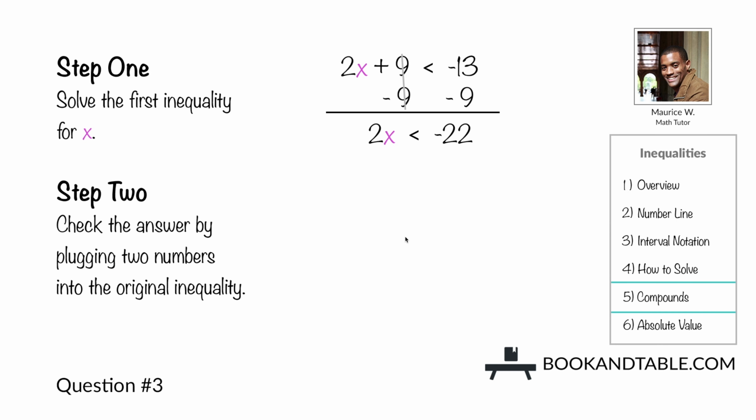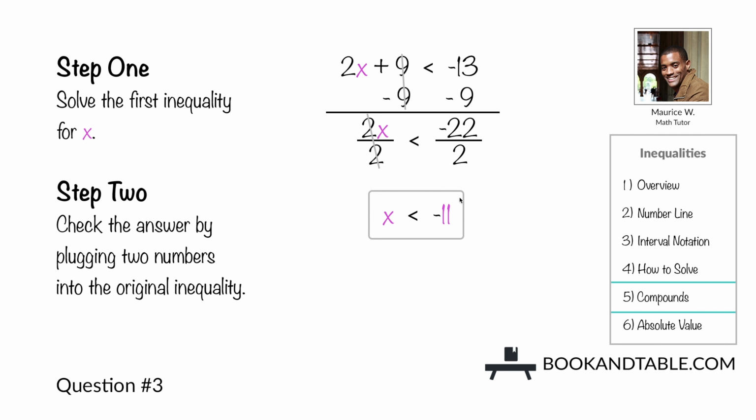And then lastly, question number 3. We solved this question the same way we did the previous 2. Step 1, solve the first inequality for x. 2x plus 9 is less than negative 13. So you first remove the constant on the same side as your variable, which is positive 9. You negate it by subtracting 9 from both sides, leaving us with 2x is less than negative 22. We remove the coefficient 2 by dividing both sides by 2, leaving us with x is less than negative 11.